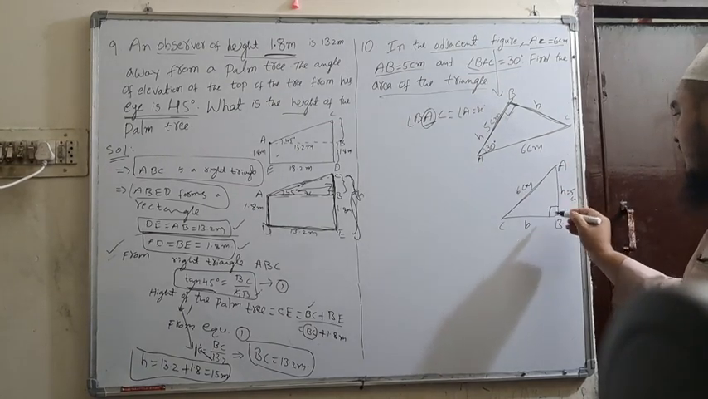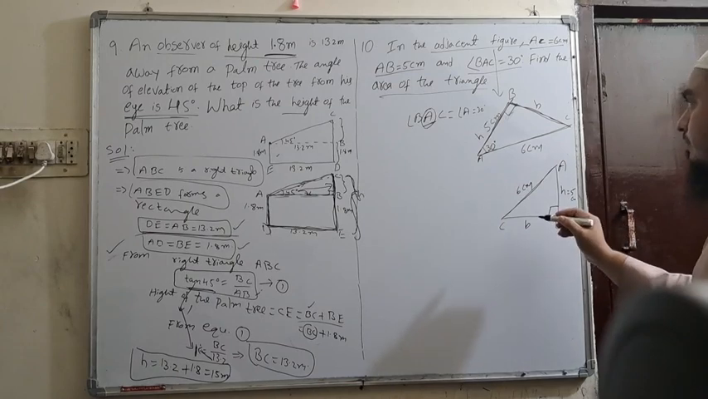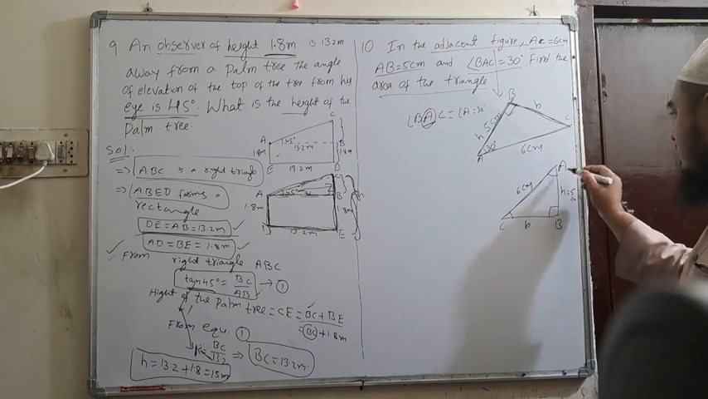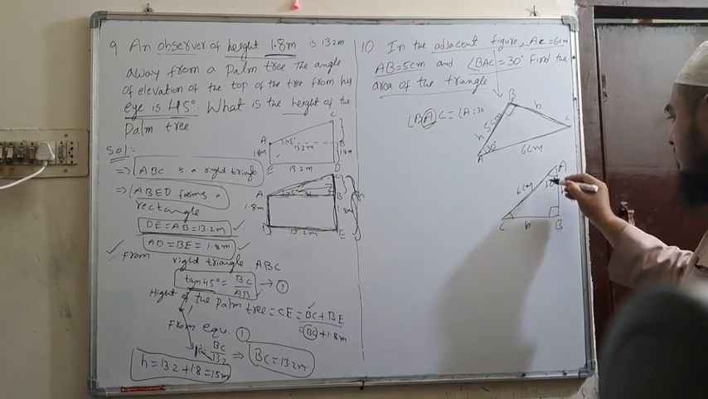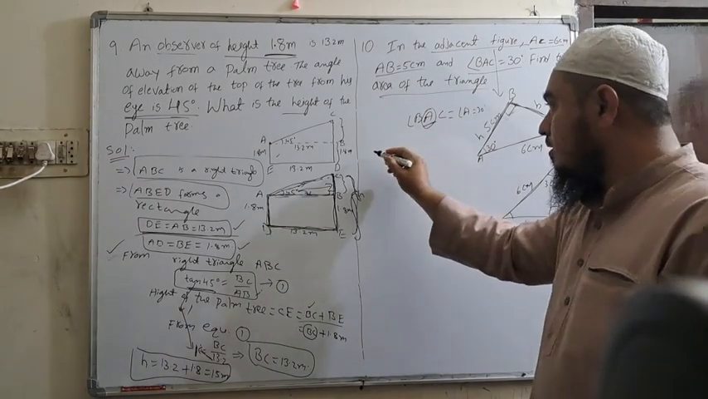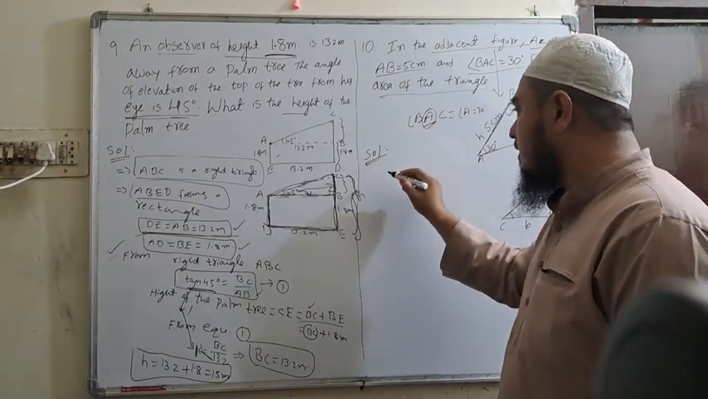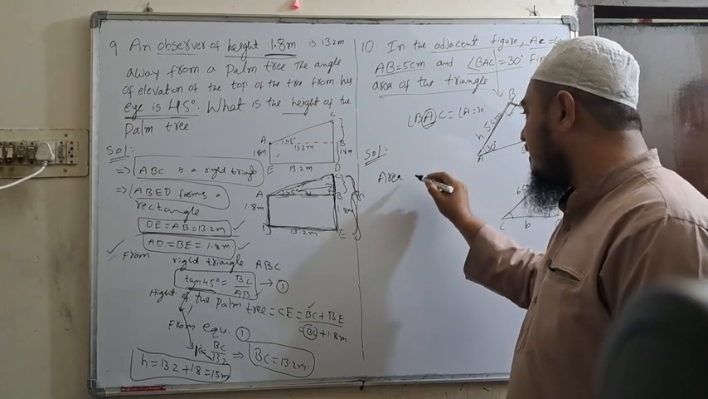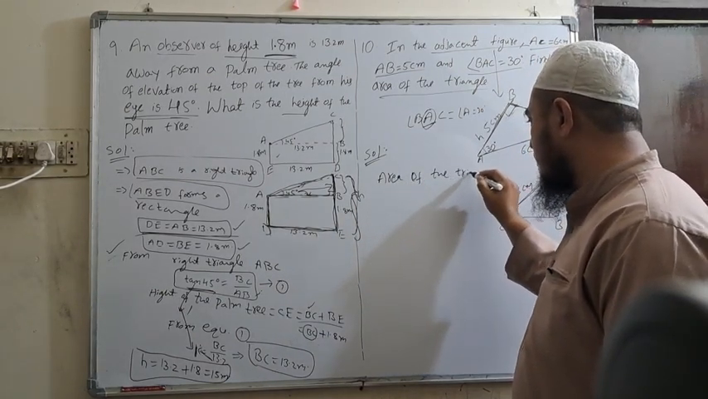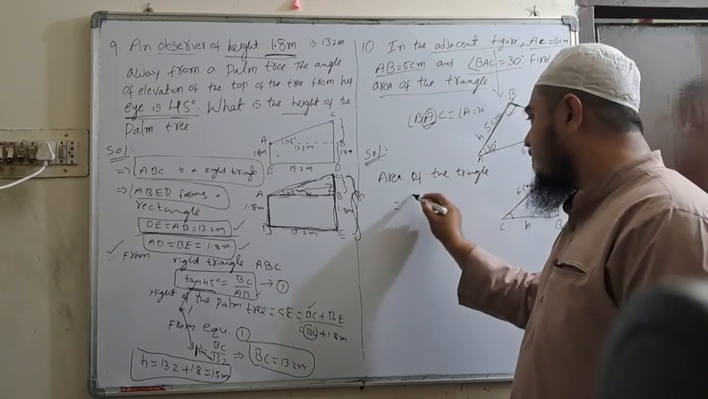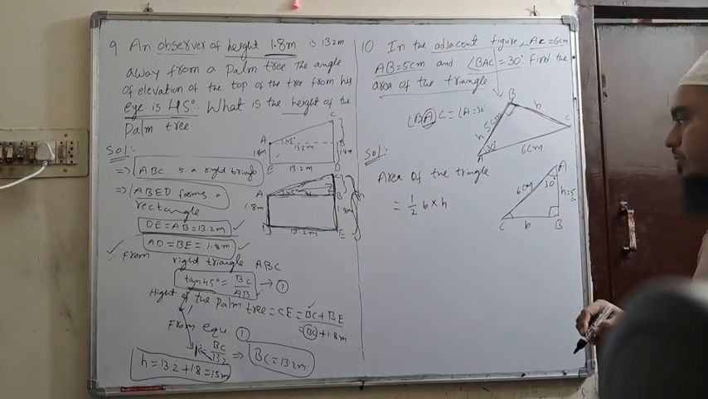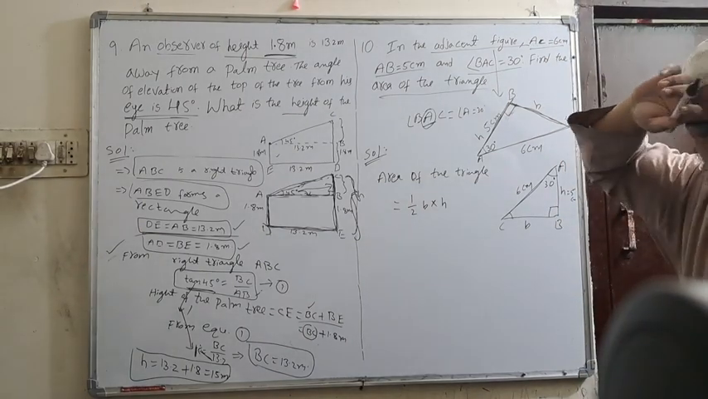Now the right angle of the triangle is at angle B. They have not given what angle C is. What they have given is angle A, 30 degrees. So to find the area of the triangle, now if you see the solution for this, area of the triangle is half into base into height. Half into base into height is nothing but the area of the triangle.